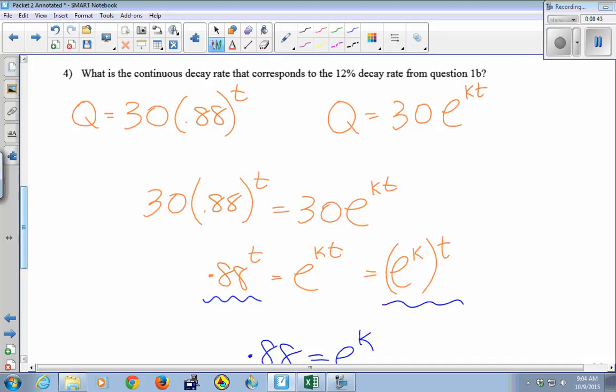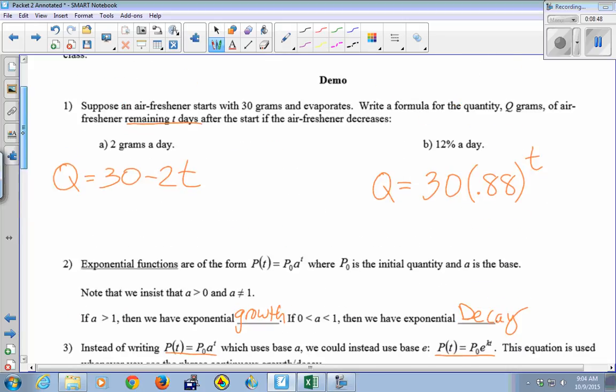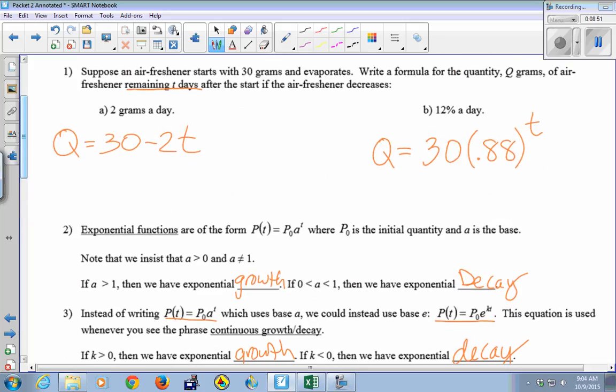Where did I get the 0.88? So okay, I'll go all the way back up to where I wrote the equation. So I'm decaying by 12% a day, right? You're losing 12% a day. So if you lose 12%, how much do you keep? You keep 88%. That's fine. So every day I take 88% of how much I have. And so you multiply how much you start with by 0.88. And then you do that over and over and over again each day.